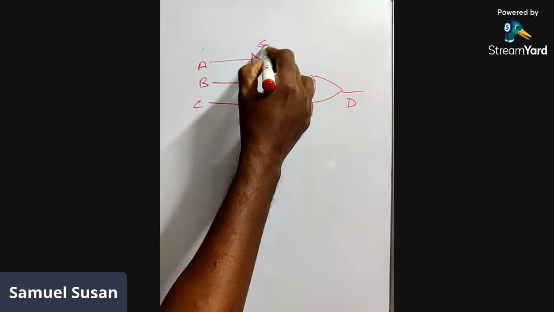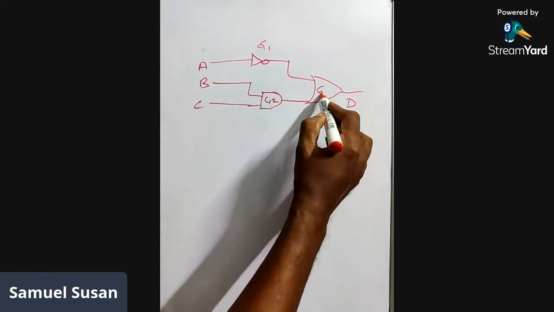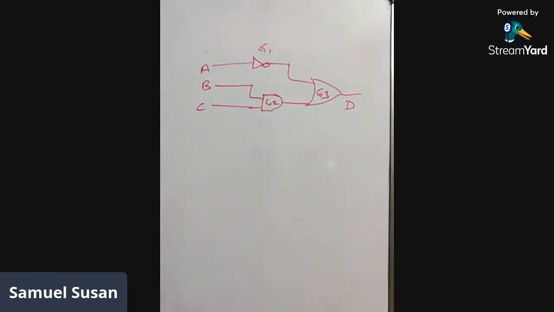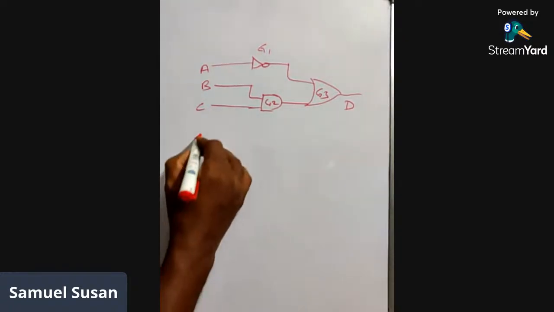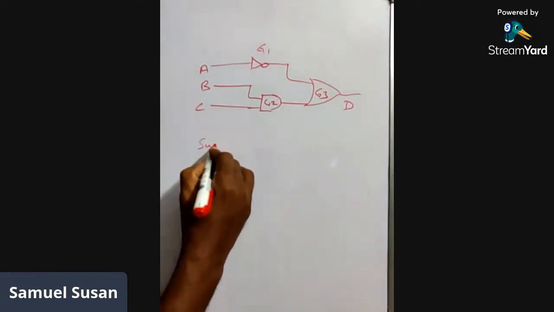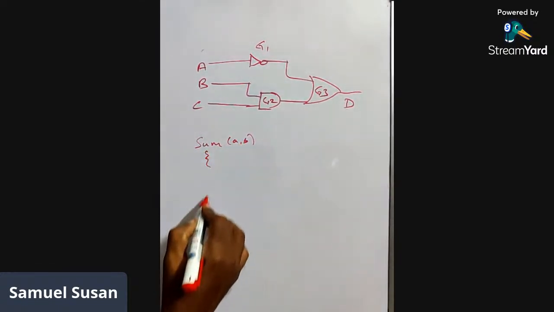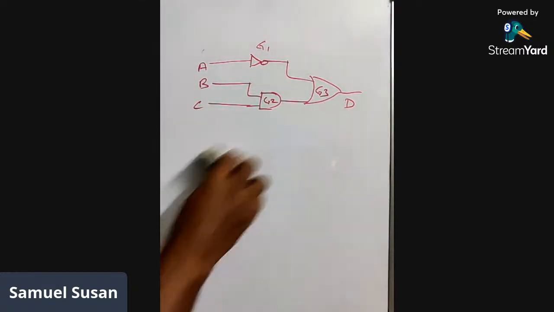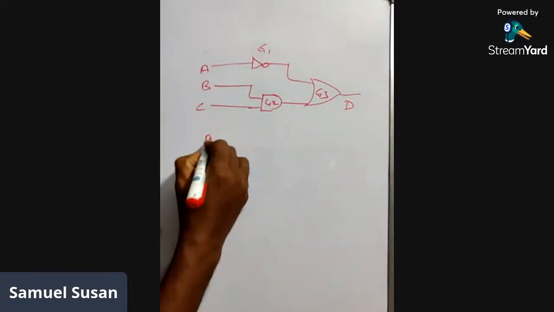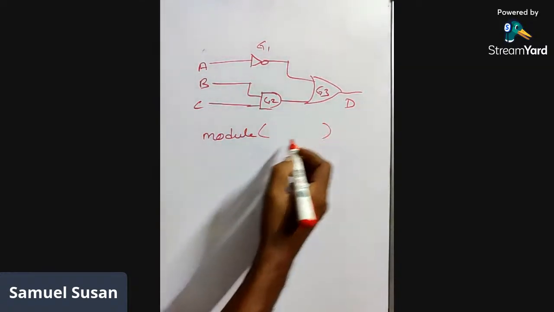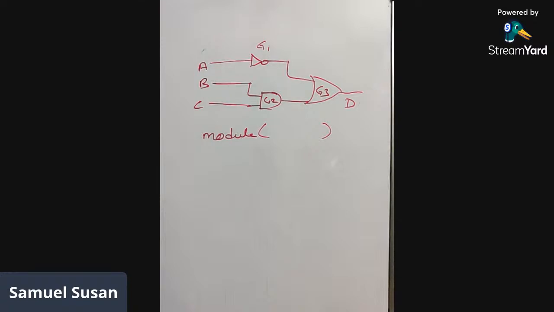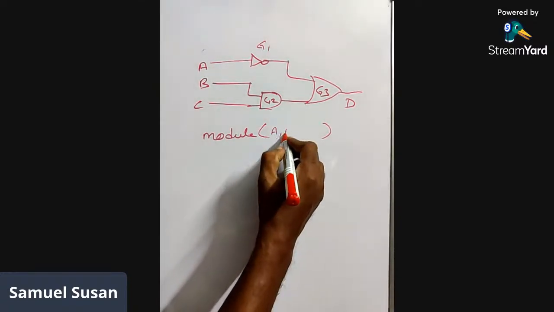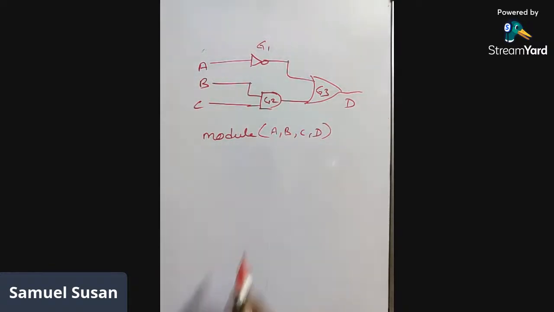Now let me name these gates: this is G1, this is G2, this is G3. If there are more gates, you can name them. And I'll name this circuit something like a device. This is the same as writing a C function like sum, A comma B, and you write many steps in the declaration. Likewise here we declare this circuit as a module. The parameters we write as in a function: here the parameters are A, B, C, and D, the inputs and the outputs.